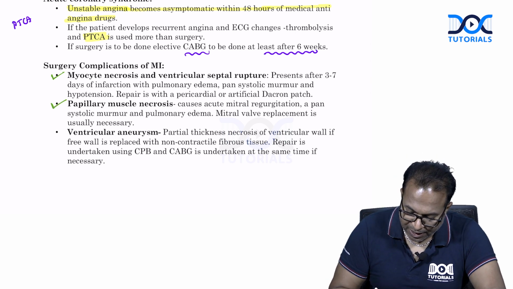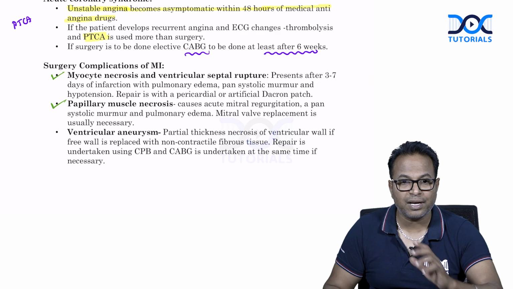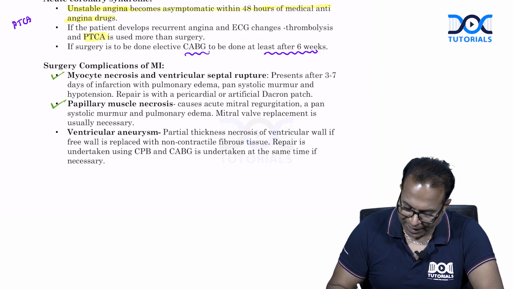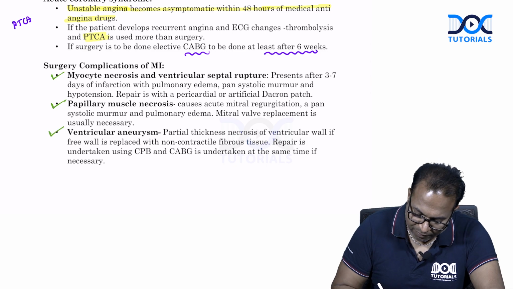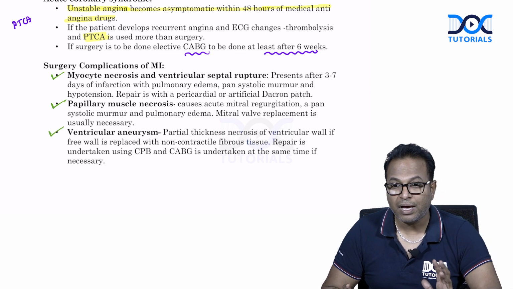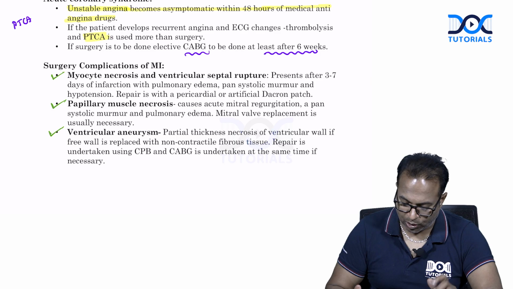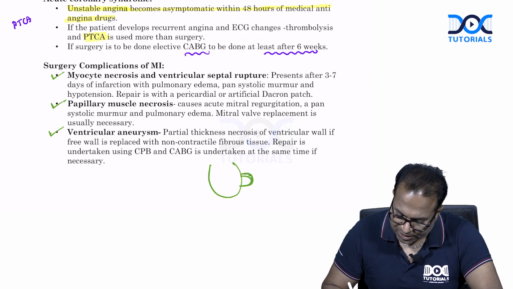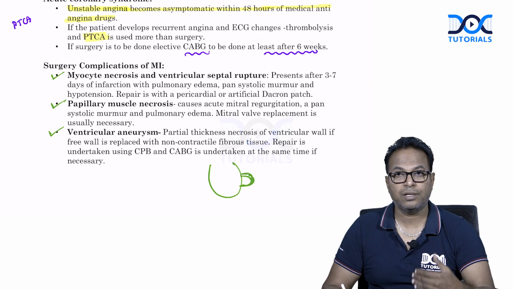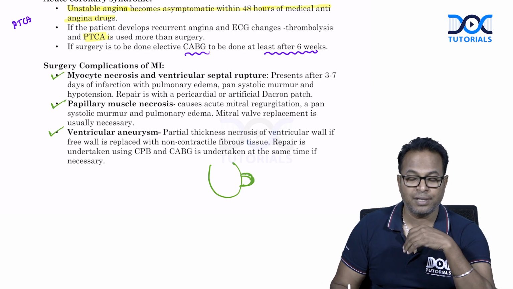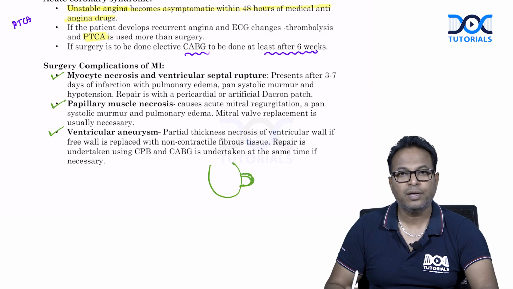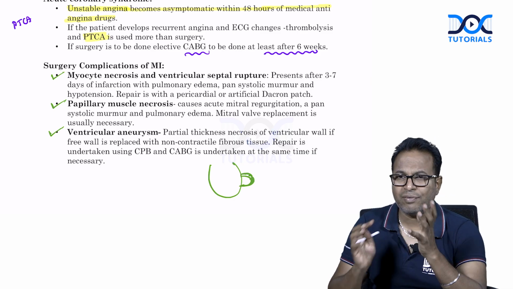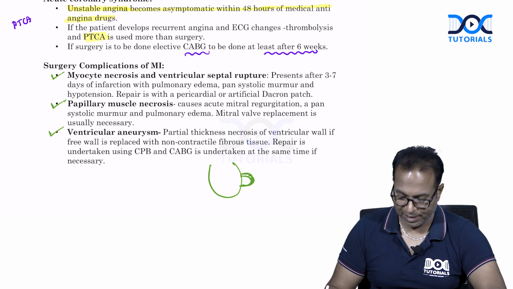Papillary muscle necrosis causes acute mitral regurgitation, a pansystolic murmur, and pulmonary edema may be there, and mitral valve replacement is necessary. A ventricular aneurysm can happen in a case of partial necrosis of the ventricular wall, like this. Repair should be undertaken using a cardiopulmonary bypass machine, and we have to do CABG in all these cases. So myocyte necrosis, papillary necrosis, ventricular aneurysm, all these are various complications of myocardial infarction.